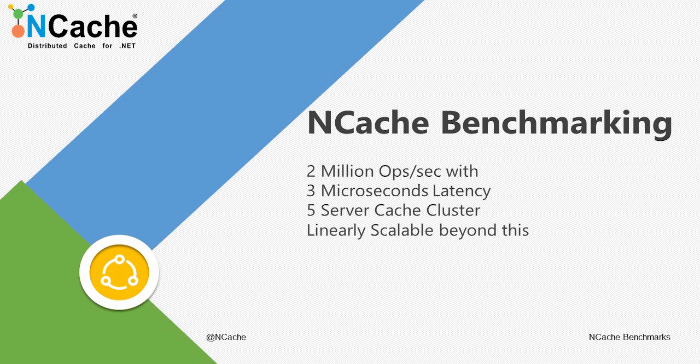Hi everyone, in this video I'm going to show you NCache performance benchmarking numbers. NCache is an extremely fast and scalable in-memory distributed caching system for your .NET and .NET Core applications, and today we will achieve 2 million operations per second and at the same time maintain less than 3 microseconds latency per operation with just 5 NCache servers.